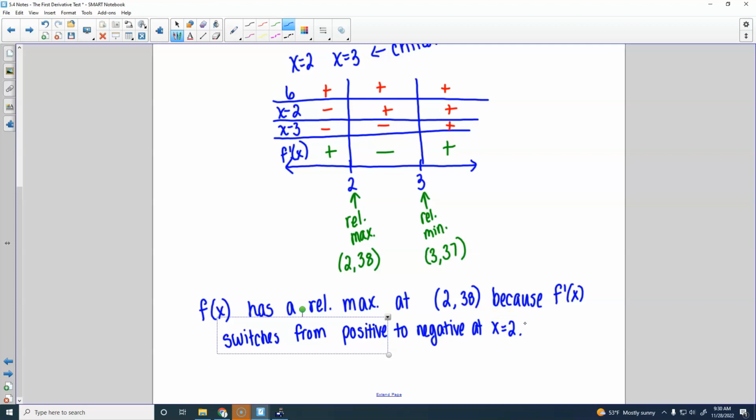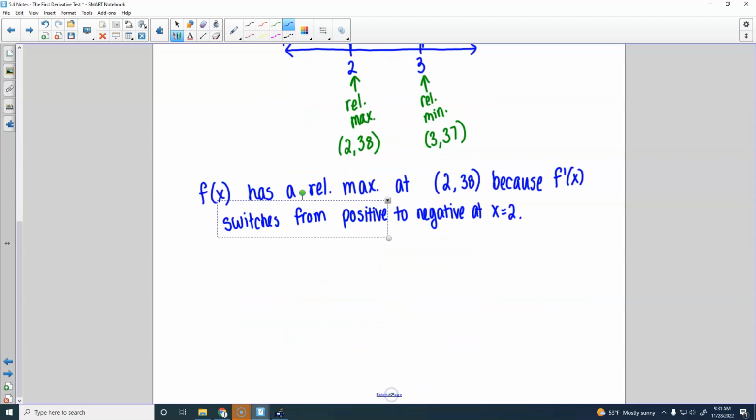Now, it's okay to say which means that f switches from increasing to decreasing, but you don't have to say that. You just have to talk about the derivative. It is not okay to say f has a relative maximum at (2, 38) because f switches from increasing to decreasing, because that's just the definition of relative maximum.